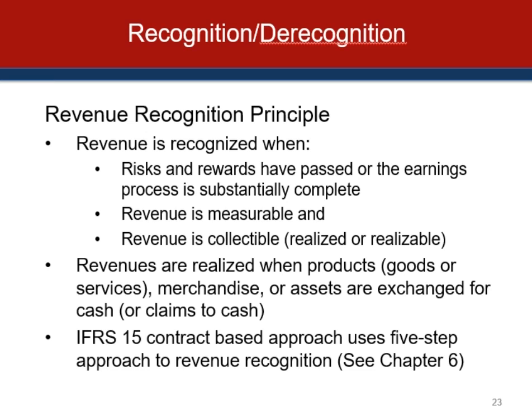Now, there's a change in the approach. In Chapter 6, we'll talk about it in more detail. The contract-based approach using the 5 steps that we discussed a moment ago: identify the contract, identify performance obligations, determine the transaction price allocated to each performance obligation, and then recognize revenue when the performance obligation is satisfied. That's basically the IFRS approach, effective January 1st of this year. And it's quite a different approach.